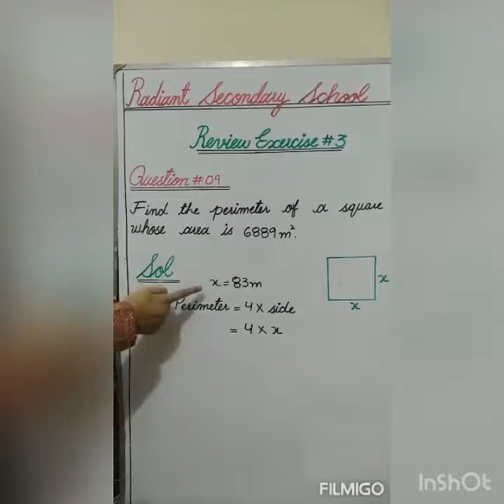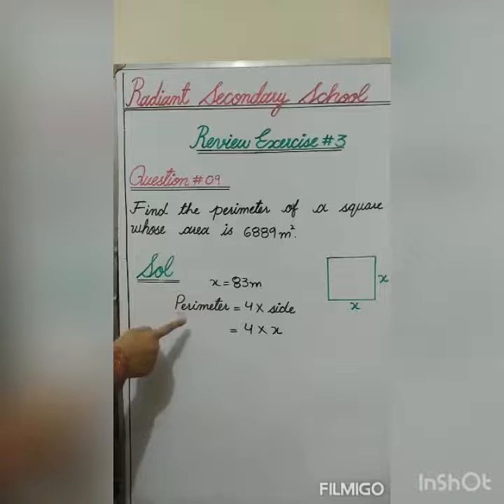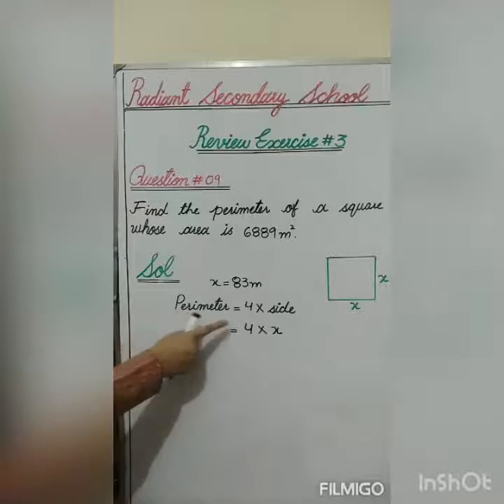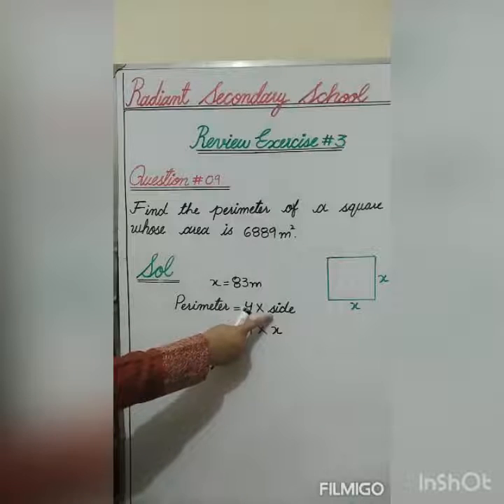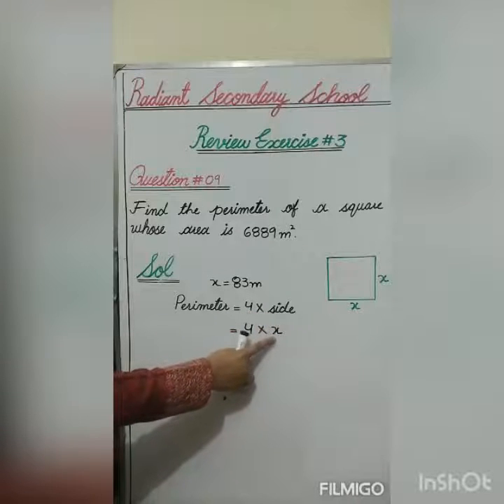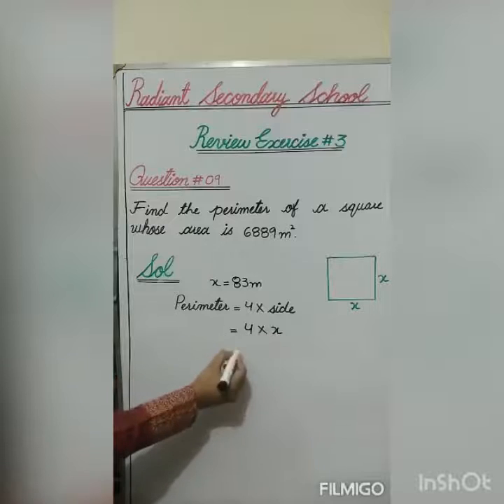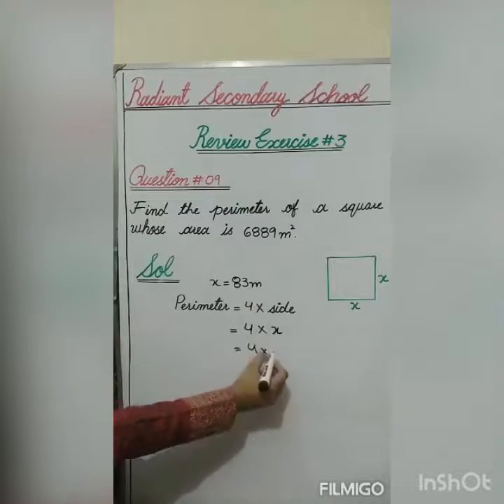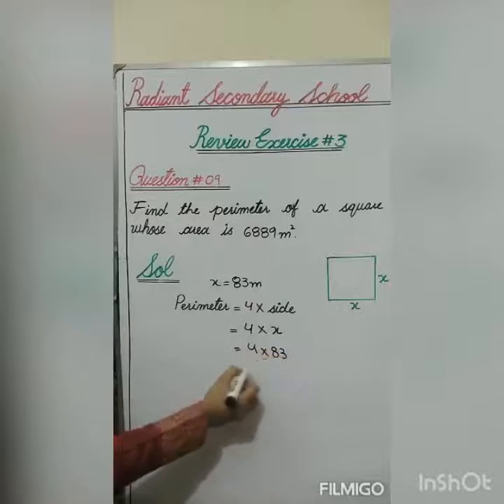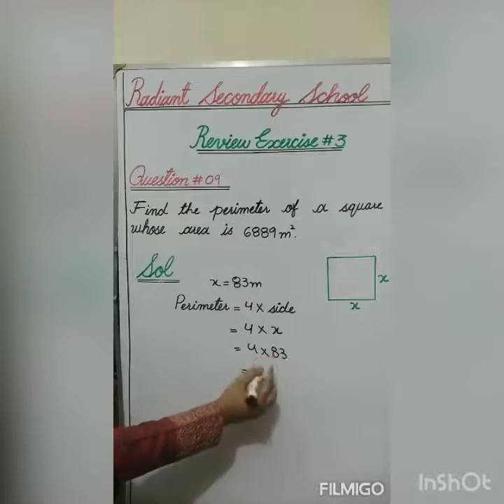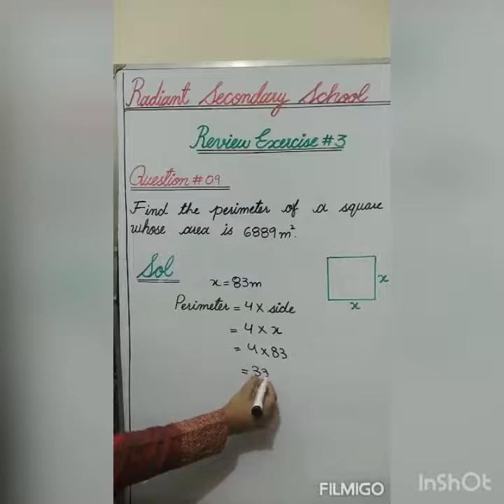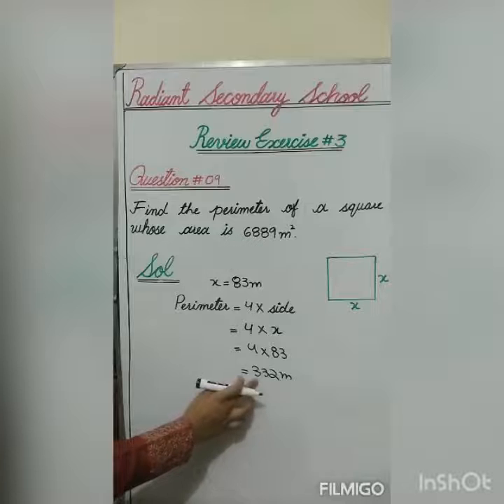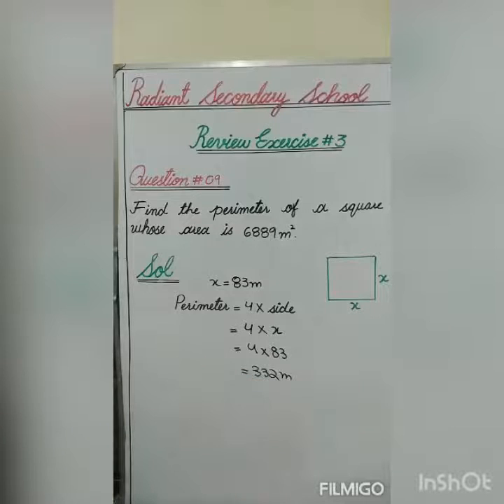As x equals 83 meter, we have to find the perimeter of the square. So the formula for the perimeter of a square is 4 multiplied by side. Now, as we know that side is x, 4 multiplied by x. Now class, put the value of x, that is 83. And when we multiply 4 and 83, we will get 332 meter. So the perimeter of the square is 332 meter.